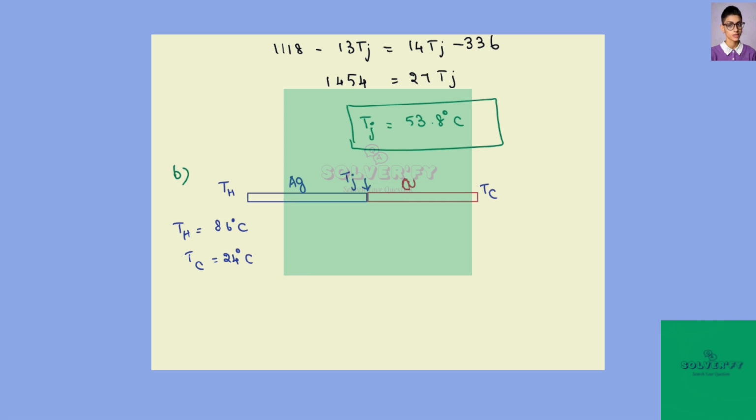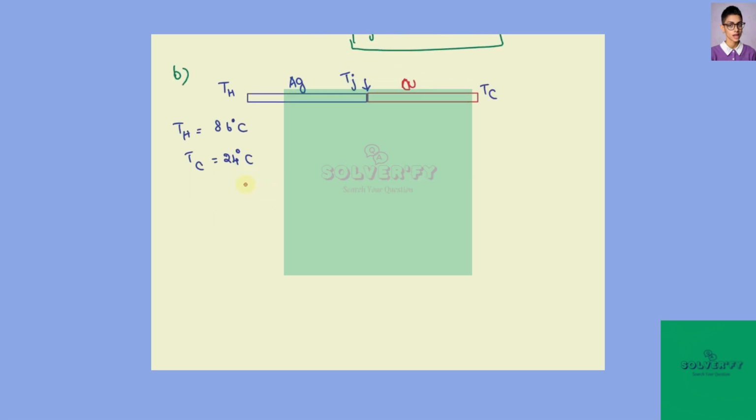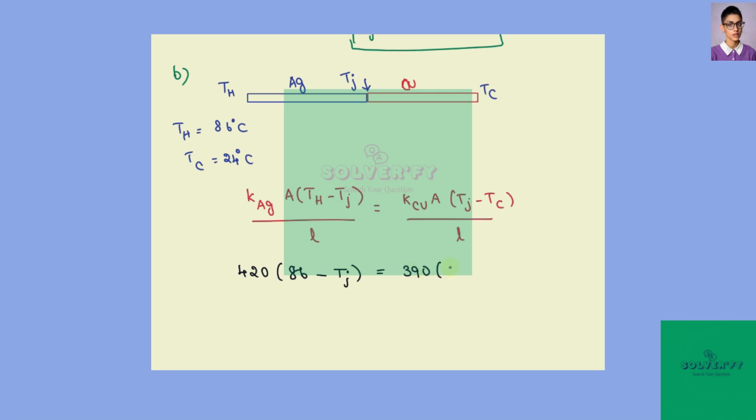So here we can use the heat current formula. In this case, the hottest temperature corresponds to the silver, so Kag into A into Th minus Tj by L is equal to the coldest temperature corresponding to the copper into area into Tj minus Tc by L. Here the area and the length being the same, they cancel out each other, and 420 into Th, which is 86 minus Tj, equals 390 into Tj minus 24.